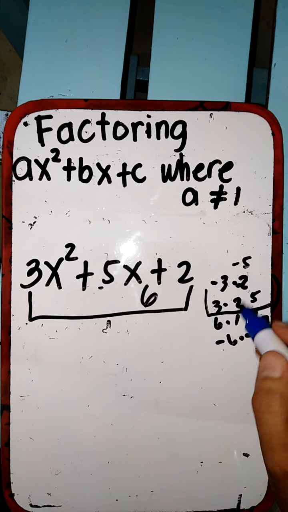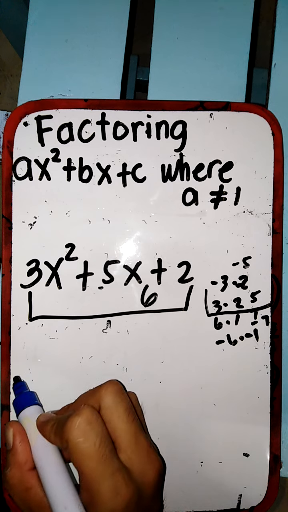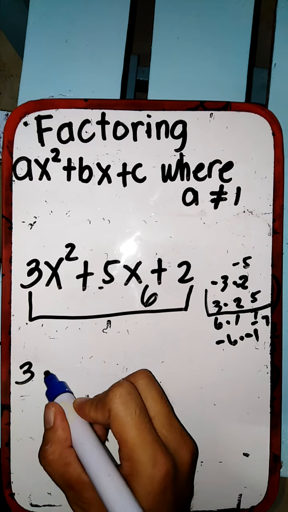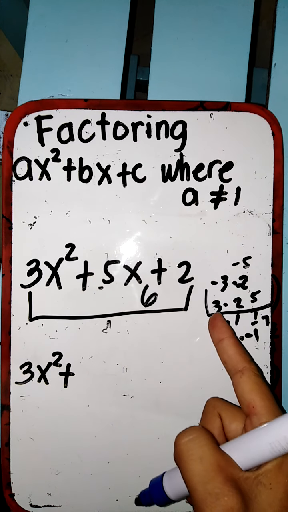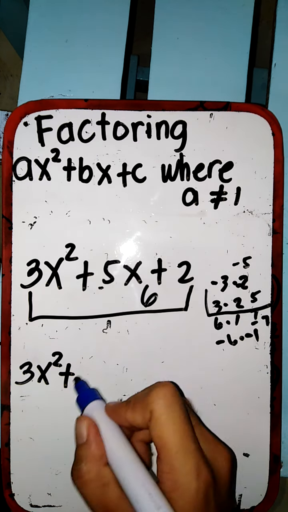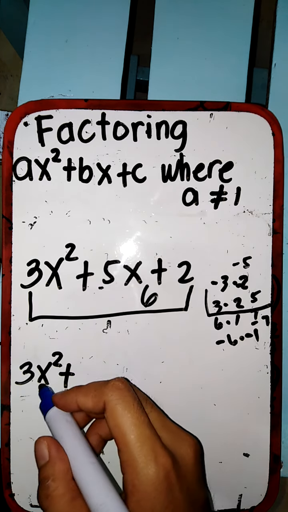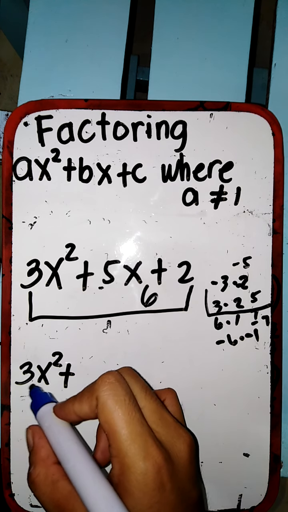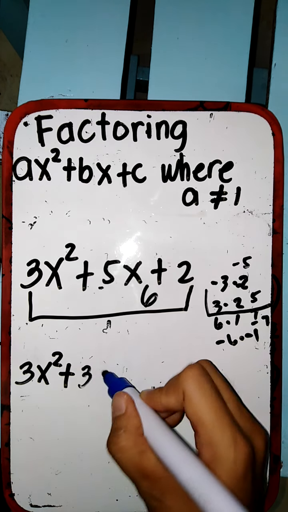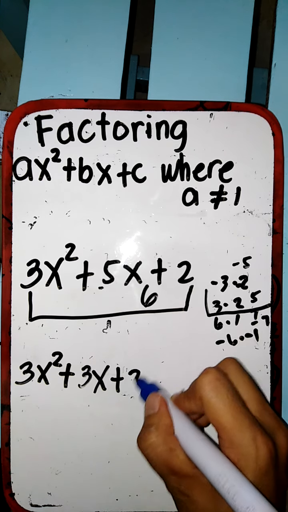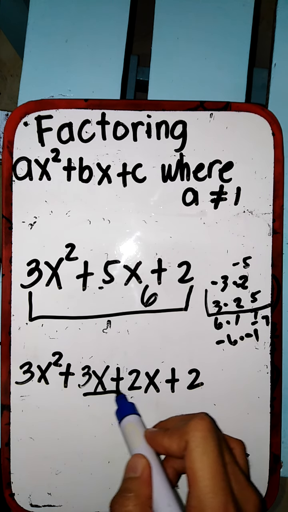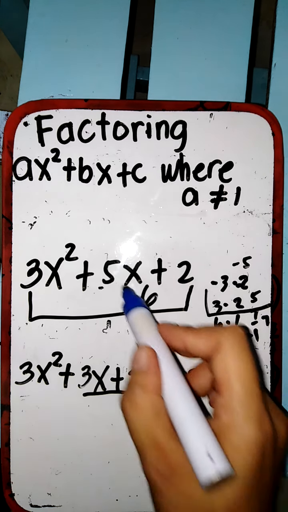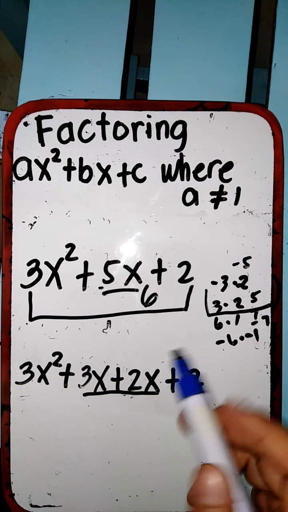So, let's use 3 and 2. This is now our new equation: 3x squared, we write first the 3, because 3 is also a factor here. So let's write 3x plus 2x plus 2. Here, 3x plus 2x is 5x.